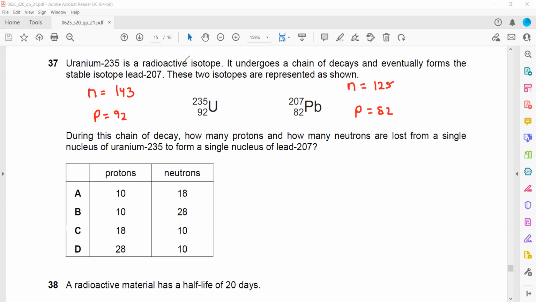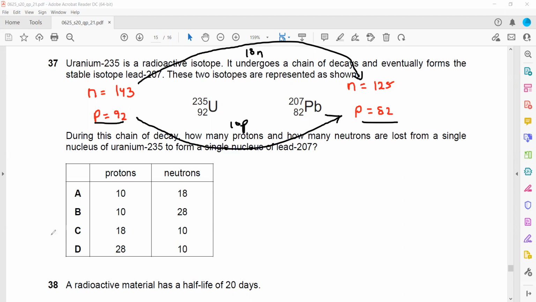The question is how many neutrons are lost and how many protons are lost? In the beginning it had 92 protons and then after it has 82. So when 92 becomes 82, 10 protons are lost. And how many neutrons are lost? It was 143 and became 125. So 143 minus 125 means 18 neutrons are lost. So 18 neutrons and 10 protons are lost when uranium changes to lead.